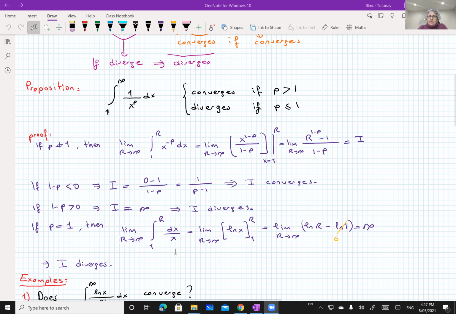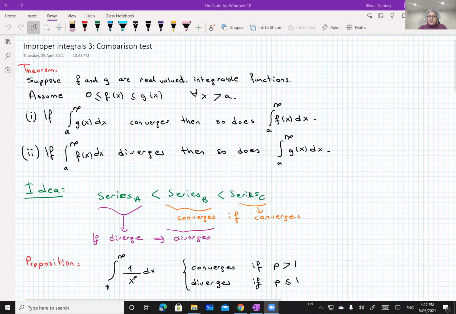then we need to look at the situation in a different way. If p is equal to 1, this integral will give us ln x. Then we have ln r minus ln 1. ln 1 is equal to 0. When r goes to infinity, ln r is infinite, so I diverges. So these are all the conditions as I summarized here. This integral converges if p is bigger than 1, and this integral diverges if p is smaller than or equal to 1. Okay, this is a handy proposition that we can use for the comparison test.